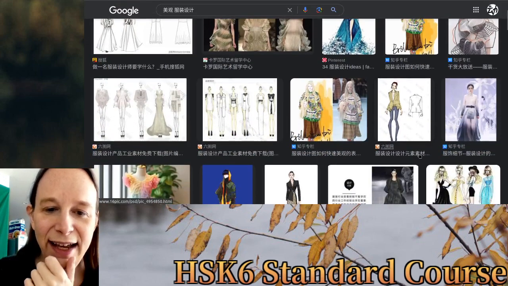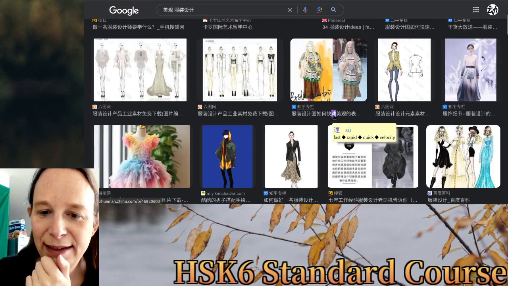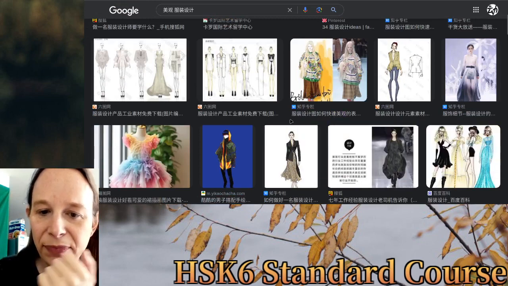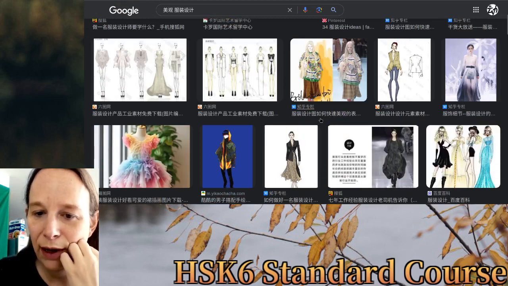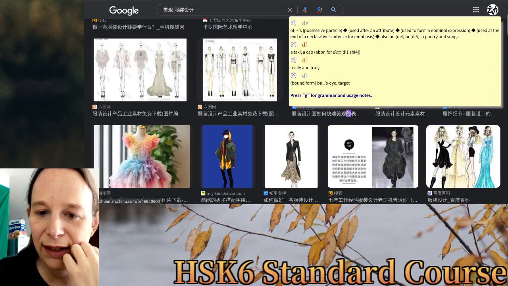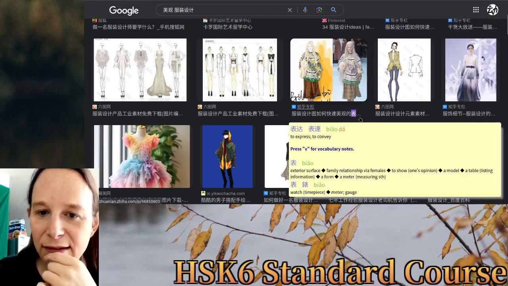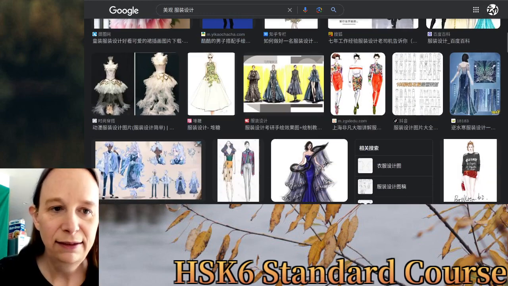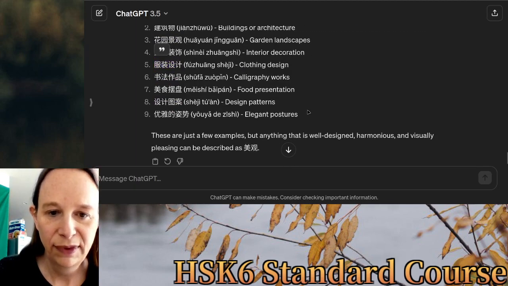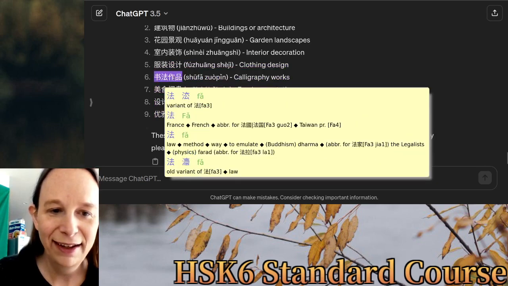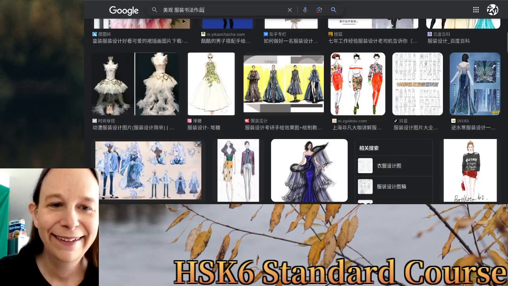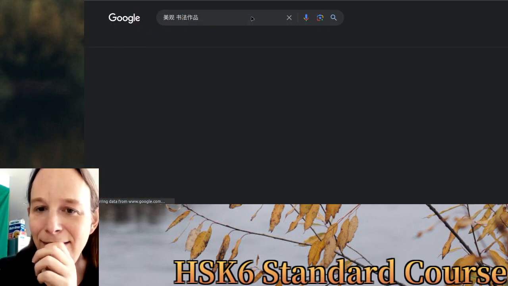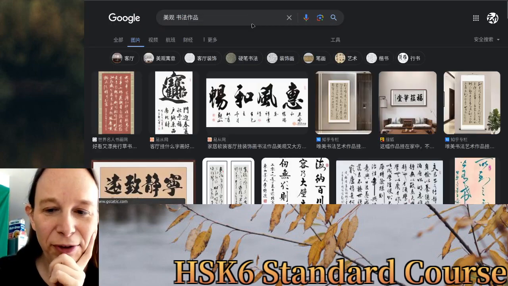Not sure this can count as meiguan. Are there any examples here? Meiguan. 服装设计图, 如何快速 meiguan的表达? Alright. Blah, blah, blah. Oh, let's do the calligraphy, because that sounds cool. Whoops. So this is beautiful calligraphy.